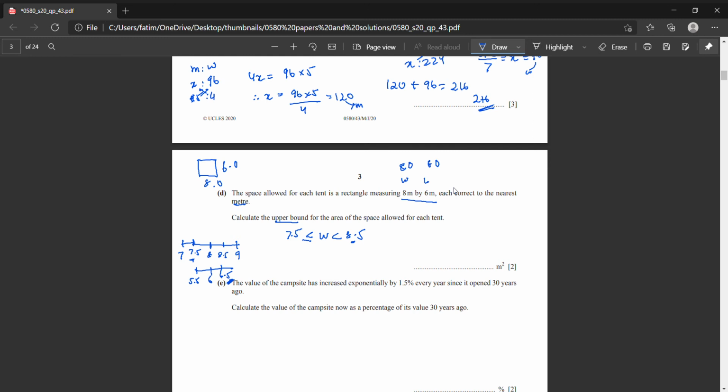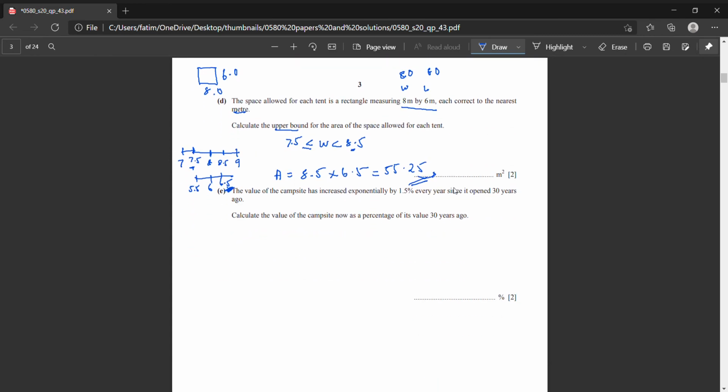Now for the area, we need the upper bound value. That means the maximum area which you can possibly get. So you have to multiply the upper bound length and the upper bound width. So the upper bound width for us was 8.5 and the upper bound length for us is 6.5. So area of a rectangle is length into width. That's why we're doing 8.5 into 6.5, and that is 55.25. Yeah, that's the answer.